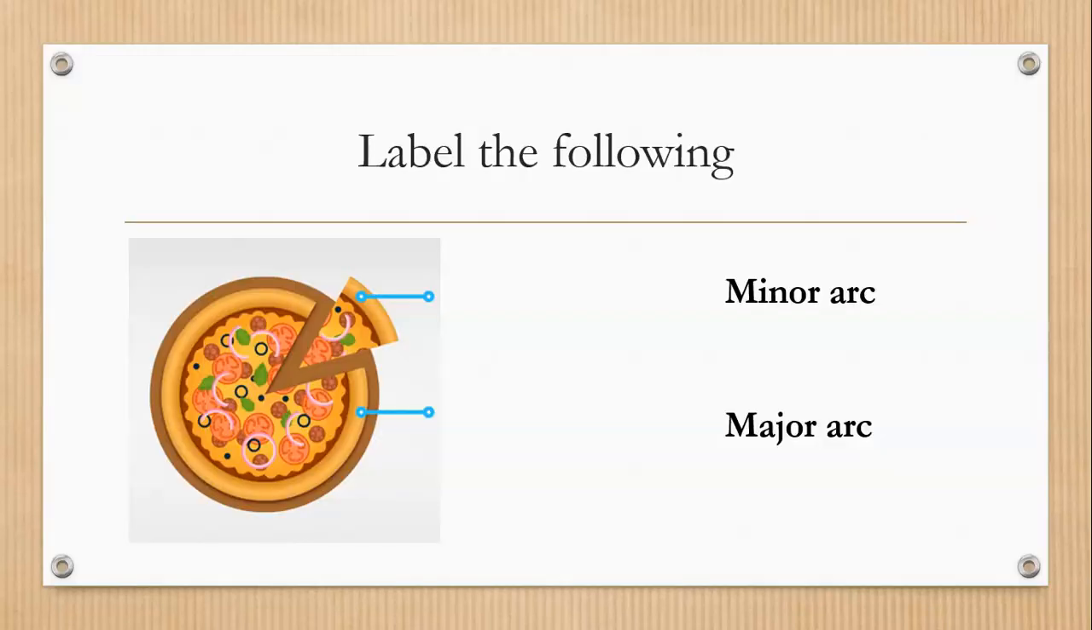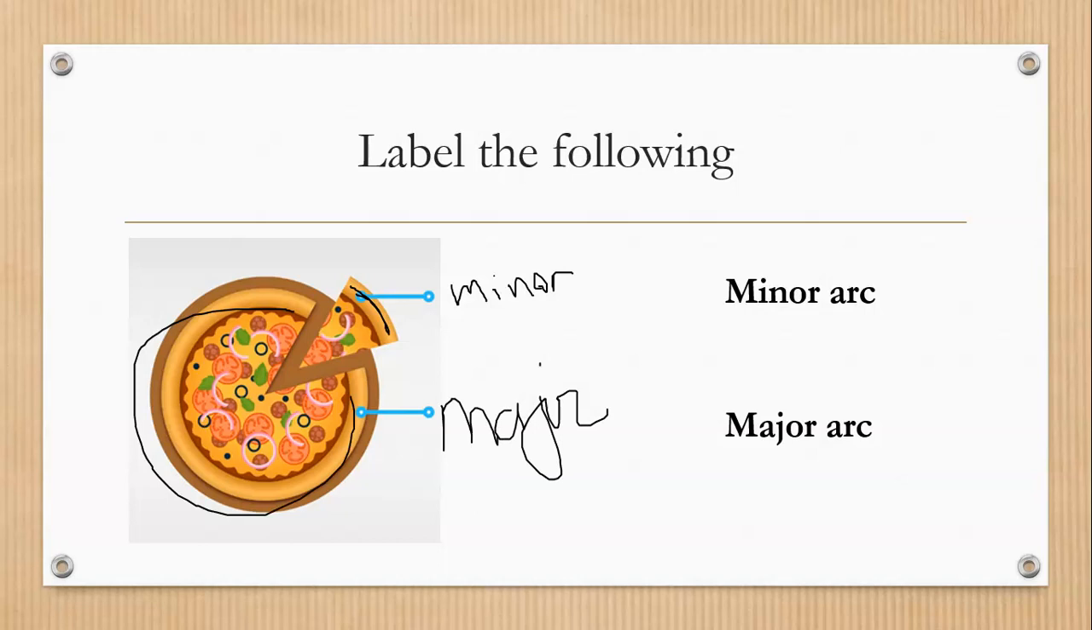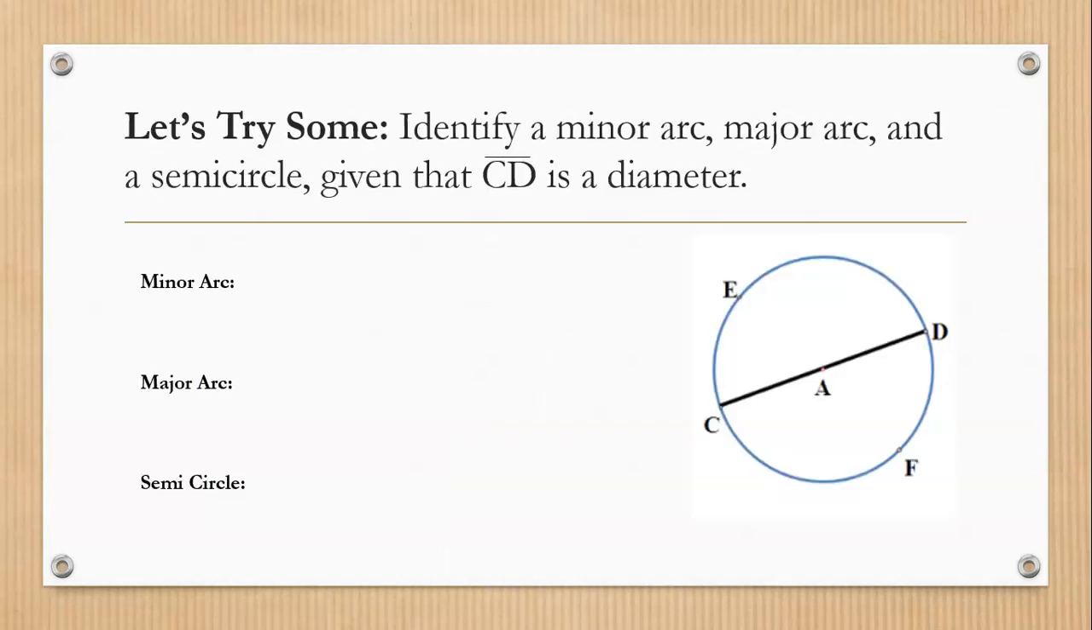So let's label some. Here's a pizza. And again, I'm very visual, so minor arc meaning small. That's that slice of the pizza here. And the major arc would be the rest of that crust, the larger piece, bigger than 180. All right, so let's try some.